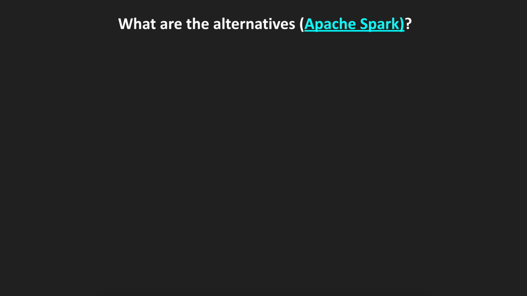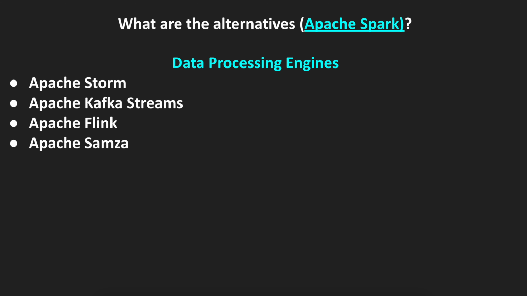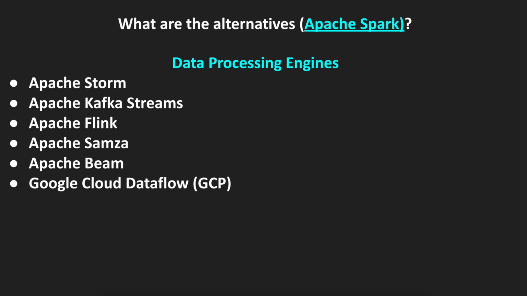What are the alternatives to Apache Spark? Apache Spark is one of the tools that we can use, and other data processing engines work almost similarly. Each of them, of course, has its own subtleties, but they pretty much work the same. We have Apache Storm, Kafka Streams, Flink, Samza, and Apache Beam. And among cloud providers, for example, Google Cloud GCP has Google Cloud Dataflow, which is built on top of Apache Beam.